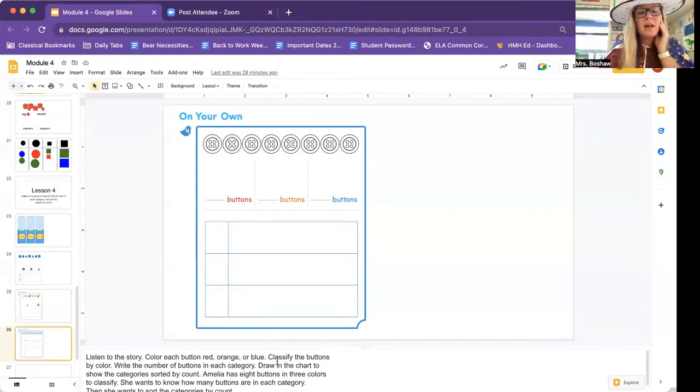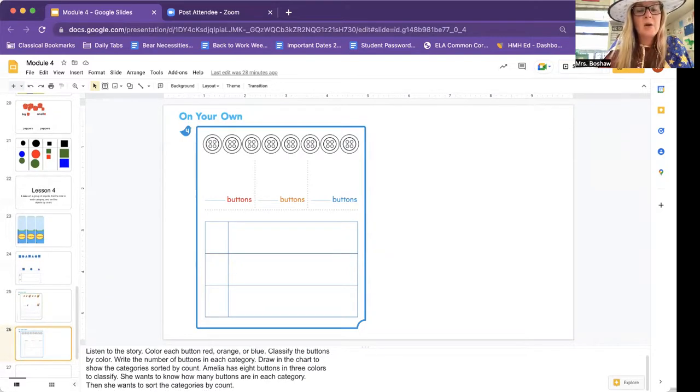Okay? You're going to classify the buttons by color. Write the number of buttons in each category. Draw in the chart to show the categories by count. Amelia had 8 buttons. Let's count. 1, 2, 3, 4, 5, 6, 7, 8. 8 buttons. In 3 different colors to classify. She wants to know how many buttons are in each category. Then she wants to sort them by count.